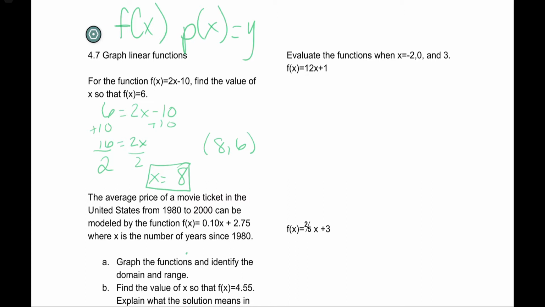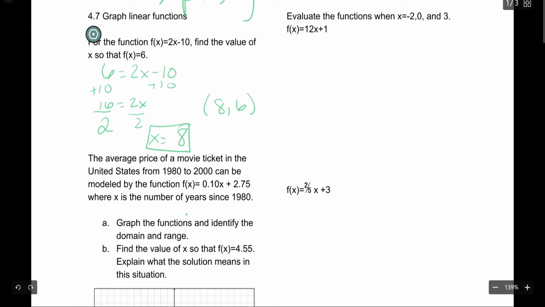The average price of a movie ticket in the United States from 1980 to 2000 can be modeled by the function f of x is equal to 1/10 x plus 2.75, where x is the number of years since 1980. Okay, so again, this is just y. We know that 1/10 is 1 over 10 x plus 2.75. It's basically just what we're graphing.